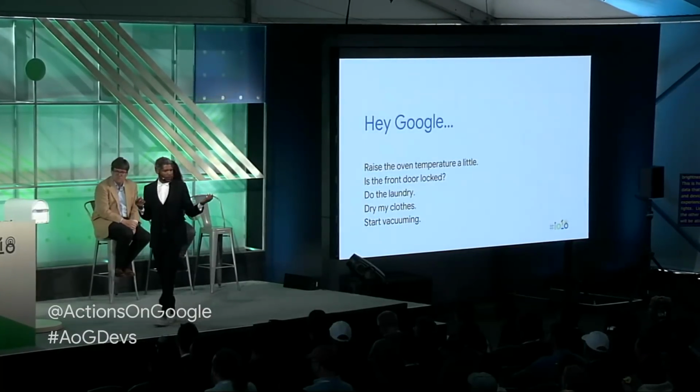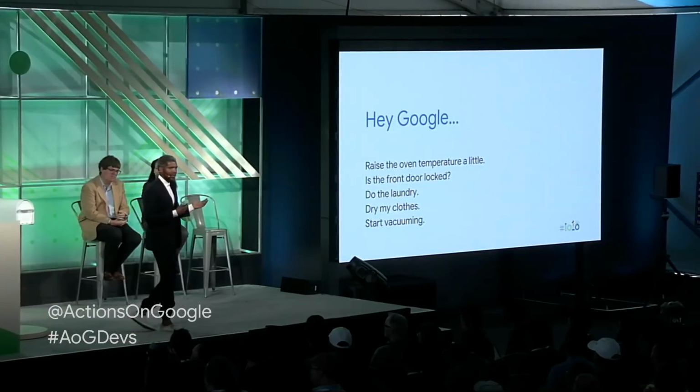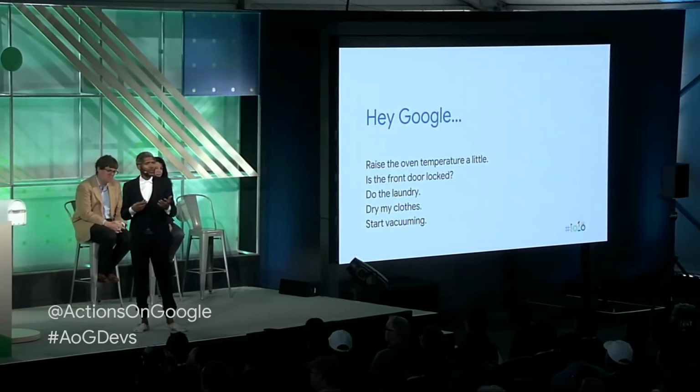But it just doesn't stop with lights. Lights is easy. Think about all the other devices in your home. So you'll be able to say, hey, Google, raise the temperature a little bit. Hey, Google, is the front door locked? Hey, Google, do the laundry. Hey, Google, dry my clothes. Or hey, Google, start vacuuming.